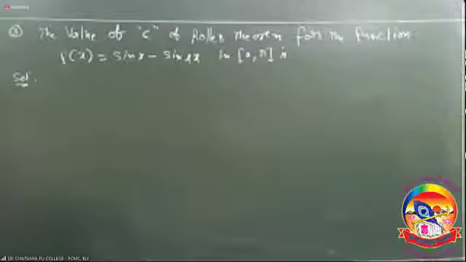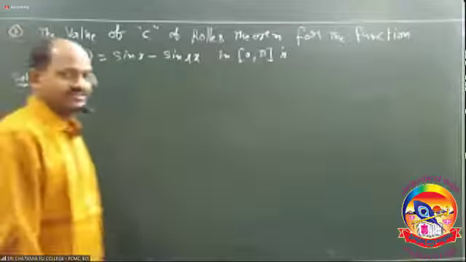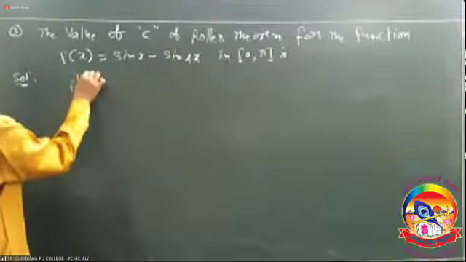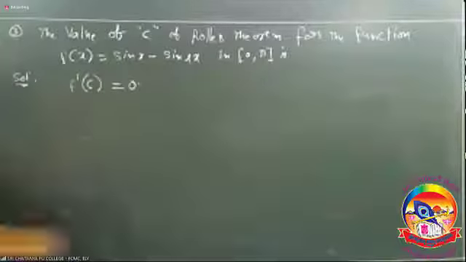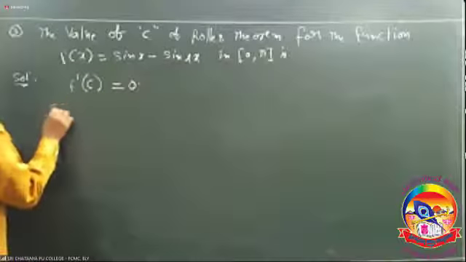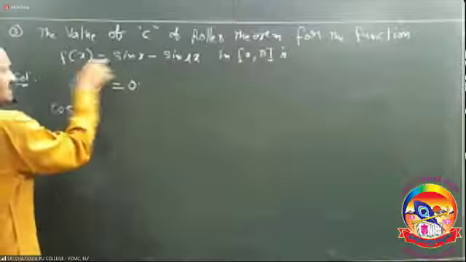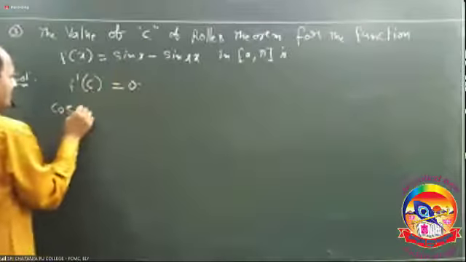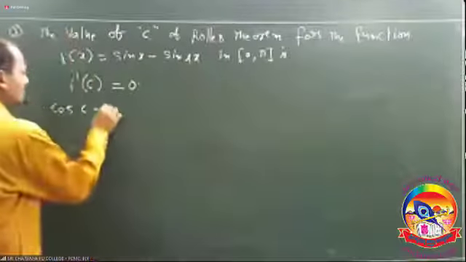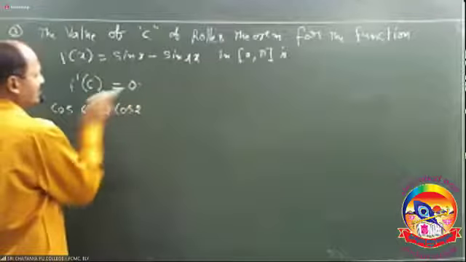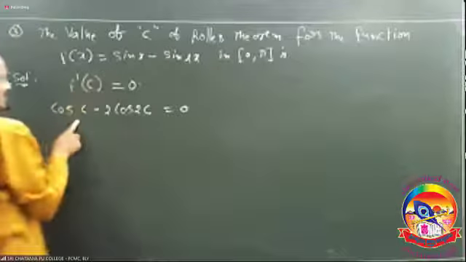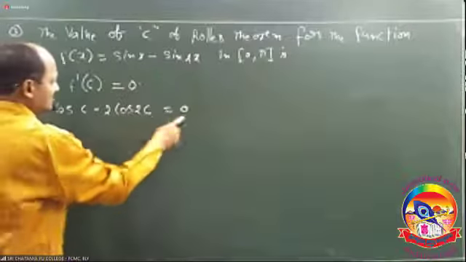Okay? How to find the c value? f dash of c is equal to 0. By Rolle's theorem, f dash of c is equal to 0. What about f dash of x? The derivative of sin x is cos x. So f dash of c is cos c minus the derivative of sin 2x, that is 2 cos 2x. But here it is c, so it is 2 cos 2c. So cos c minus 2 cos 2c is equal to 0.